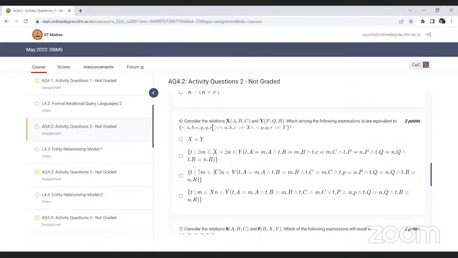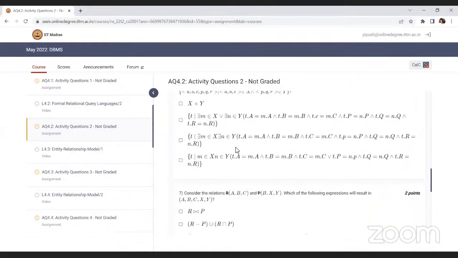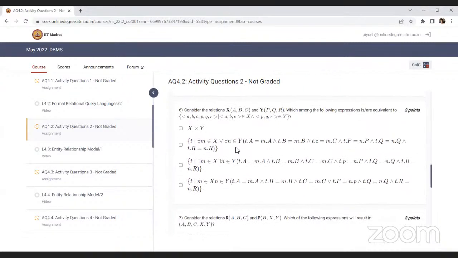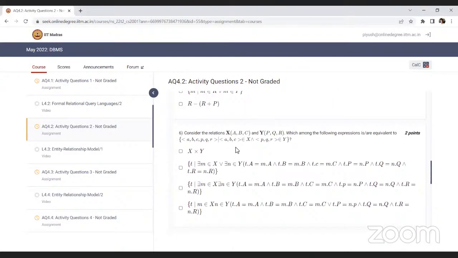Number 7 is equivalent to A, B, C, D, P, Q, R, and A, B, C, L, M, N, P, and Q, R. So we are getting all the attributes. I find both 6 and 7 interrelated, and the answers that were coming, I think, were contradictory. So maybe you can explain both the questions, not just the answers but as a concept, and then it will be clear. Okay.